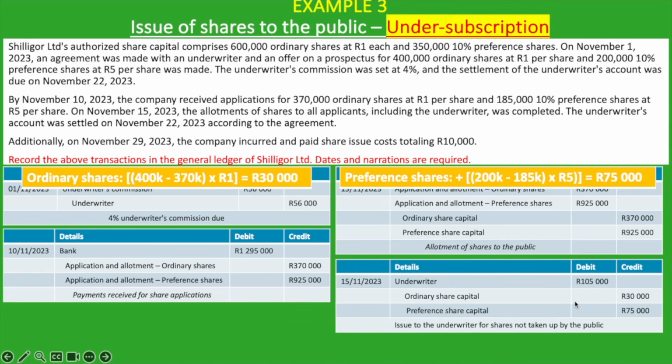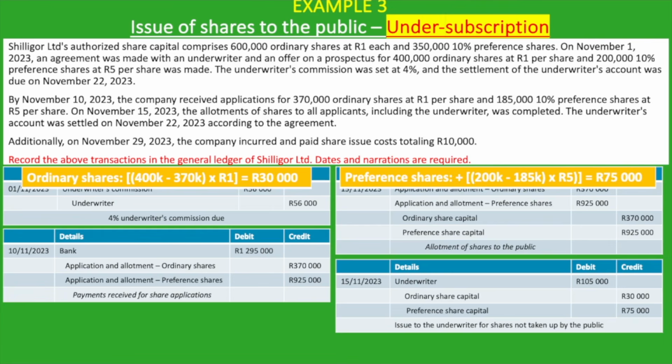And the narration there: issue to the underwriter for shares not taken up by the public. Now that we have just issued the shares to the underwriter, you can see on the credit side we owe the underwriter 56,000 rand, but on the debit side, the underwriter owes us 105,000 rand. So the difference between the two is what the underwriter needs to pay us.